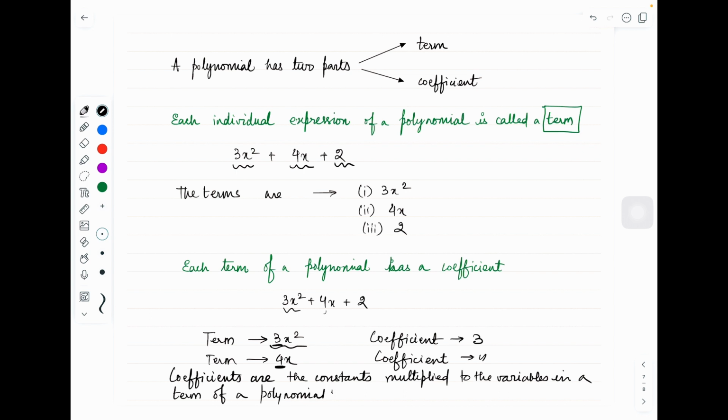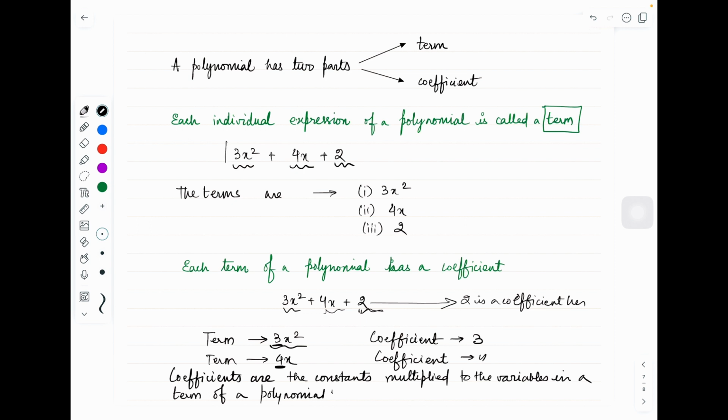See here, the 3 terms are 3x square, 4x and 2, and 2 is a coefficient here. Understood? 2 is a coefficient here. The constants that are multiplied to variables in a term of a polynomial is called coefficient.